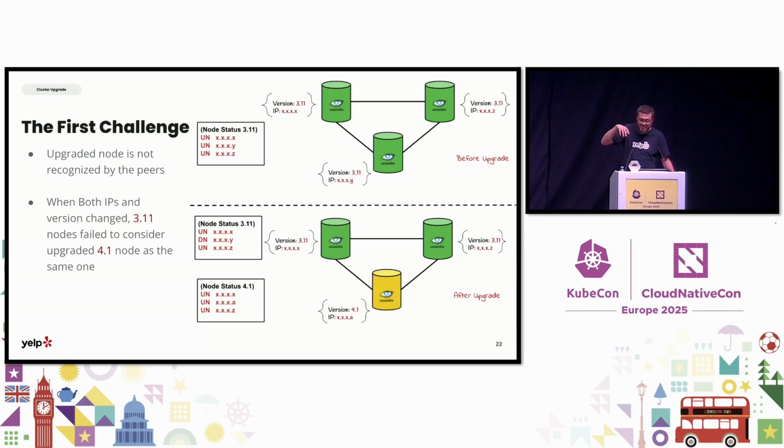The problem that happened is that the new upgraded node wasn't accepted as a replacement by the peers that were running the 3.11 version. This was because some exceptions happened during the gossip exchange mechanism. So we did some more experimentation, and then we observed that if both the IP and the version change together, the upgraded node is not recognized. But if we can make these two things change gradually, the process would work fine for us.